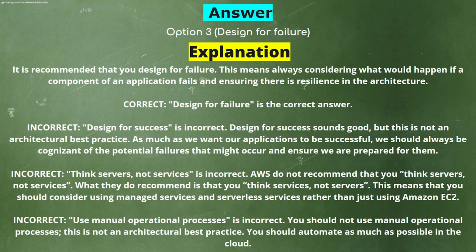Think servers, not services is incorrect. AWS do not recommend that you think servers, not services. What they do recommend is that you think services, not servers. This means that you should consider using managed services and serverless services rather than just using Amazon EC2. Use manual operational processes is incorrect. You should not use manual operational processes. This is not an architectural best practice. You should automate as much as possible in the cloud.